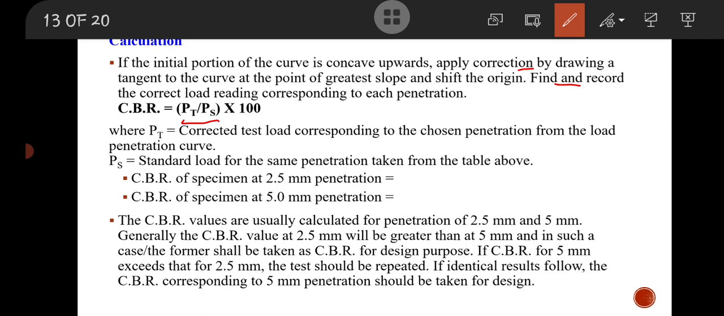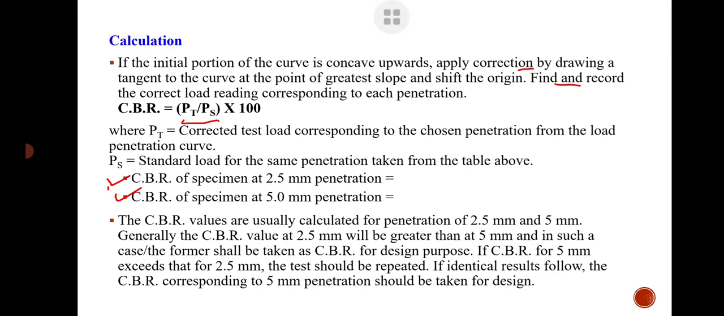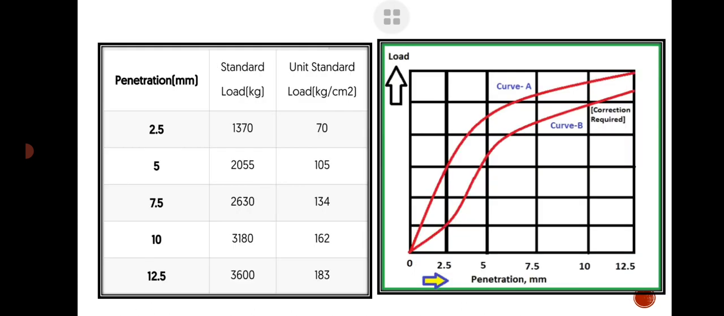Then we have to plot CBR at 2.5 mm penetration and CBR at 5 mm penetration. Usually the 2.5 mm penetration value is greater than the 5 mm value, which is applicable. If in some case the 5 mm penetration is more than 2.5 mm, we have to retest that specimen, and if in the second test the 5 mm penetration is still more than 2.5 mm penetration, we have to take the CBR value as the 5 mm penetration.